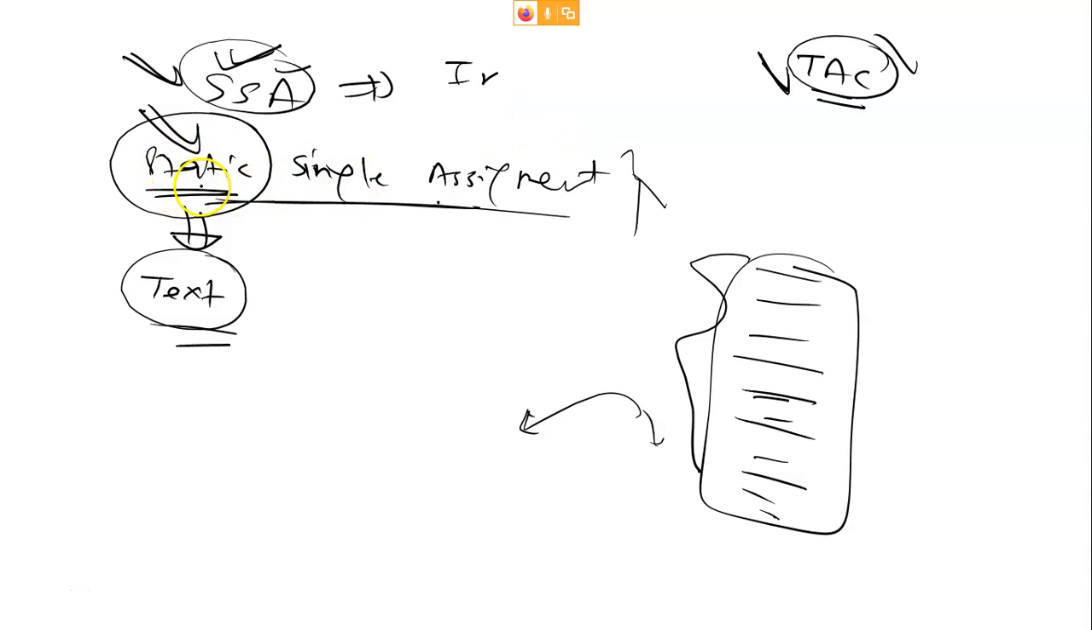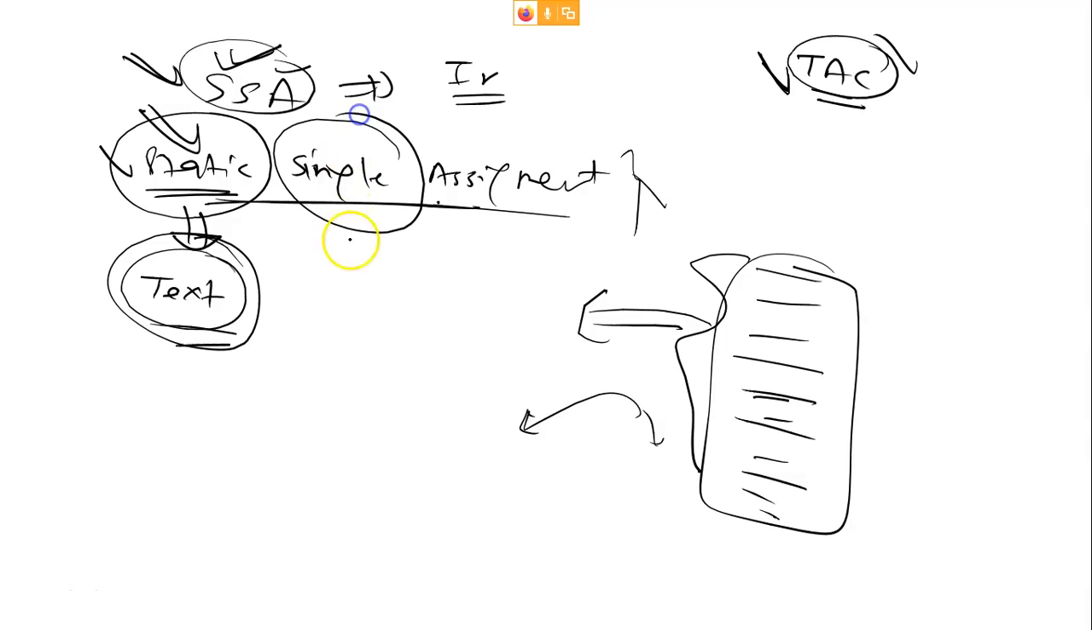Now first of all, this is an intermediate representation, and what is the meaning of this name? Let's see. Static means you give me a text, and on that text I will convert this text into SSA. With examples it will be clear. What is the meaning of single?